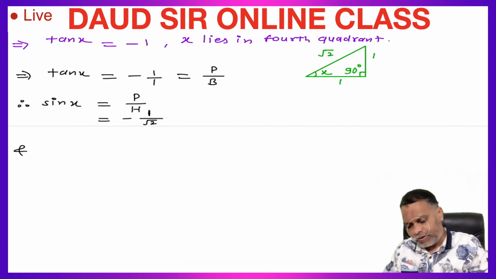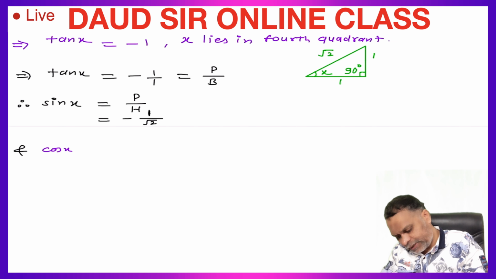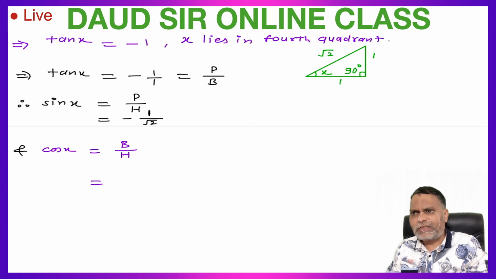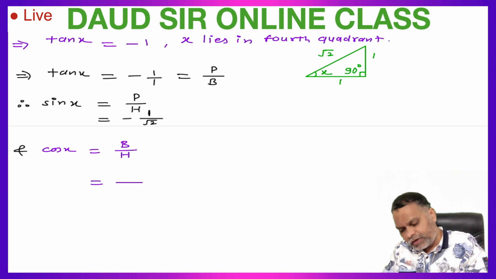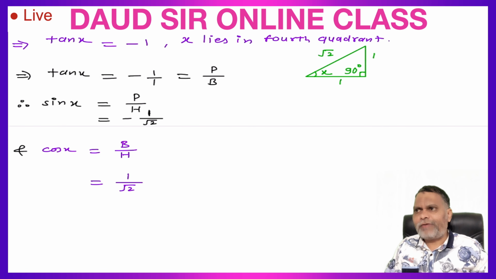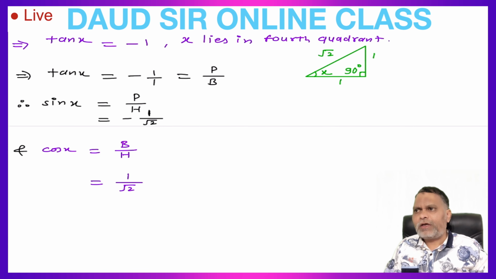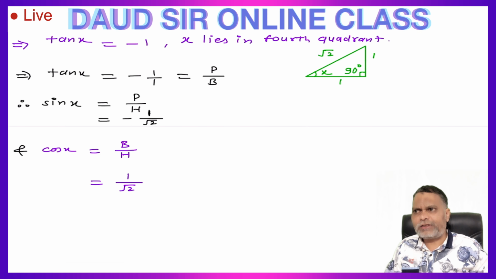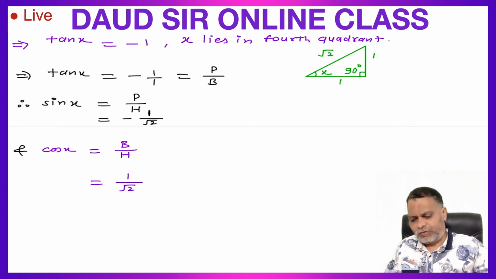And cos x. Cos x is equal to base upon hypotenuse. In the fourth quadrant, cos x is positive, so plus sign. Base upon hypotenuse, base is 1 and hypotenuse is root 2, so 1 upon root 2. So these are the values of sin x and cos x. Sin x is minus 1 upon root 2 and cos x is 1 upon root 2. X lies in the fourth quadrant, that is why sin is negative and cos x is positive.